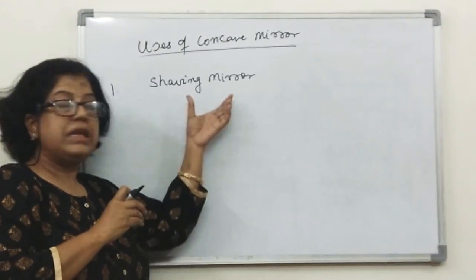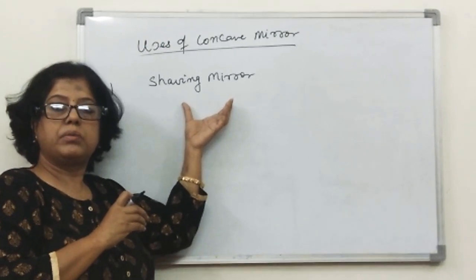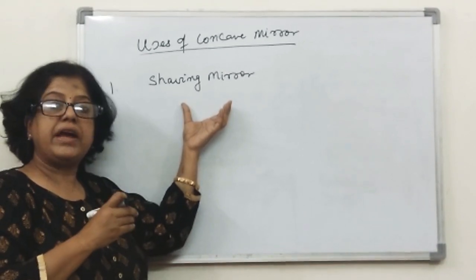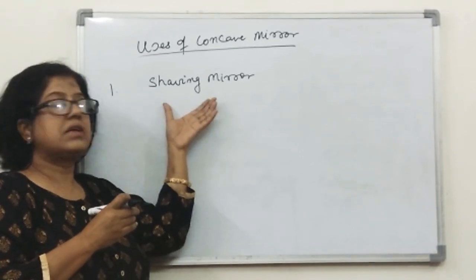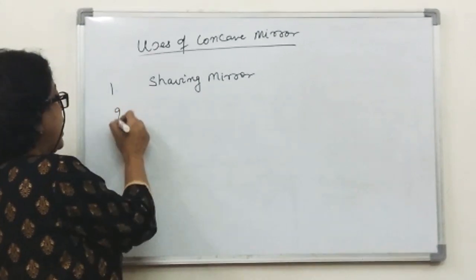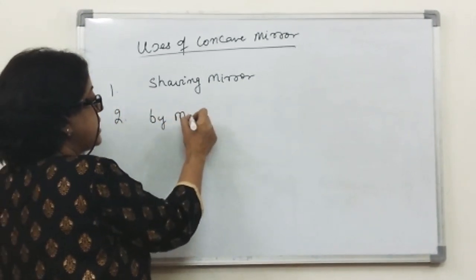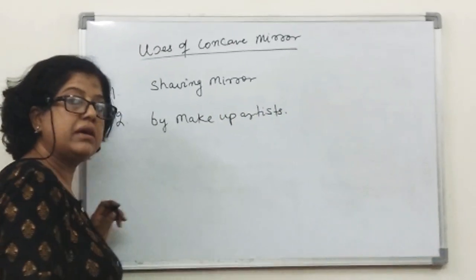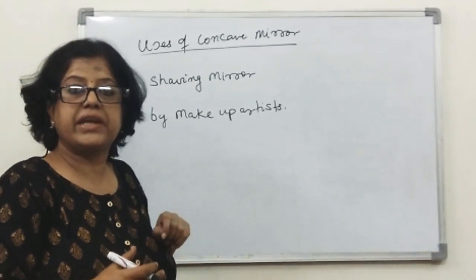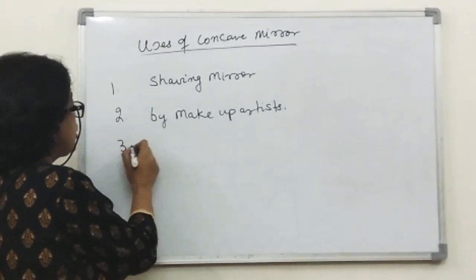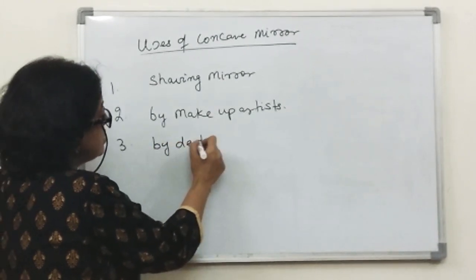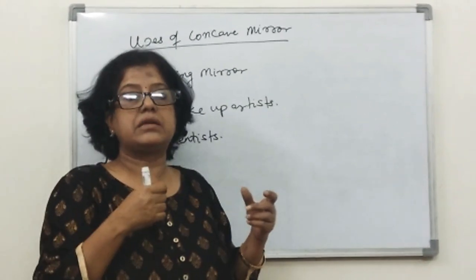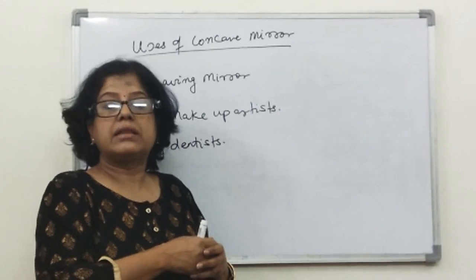Obviously, only when the object is between P and F. So if a person is standing very close to the mirror, he or she can see a virtual, erect and magnified image of himself or herself, and as a result of it, it can be used as a shaving mirror. Also used by makeup artists for the same reason. The makeup artists can see the fine details of the makeup with the help of this mirror, as they can see erect and magnified image. And it is also used by dentists. If you have visited a dentist, you must have seen that dentists use a small mirror with a long handle which they put inside your mouth to look at the condition of your teeth.